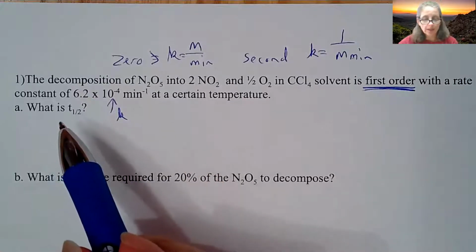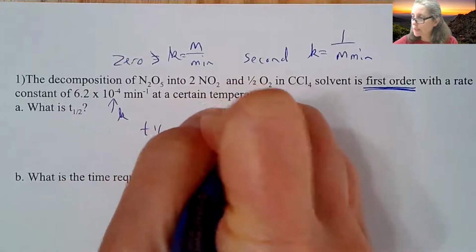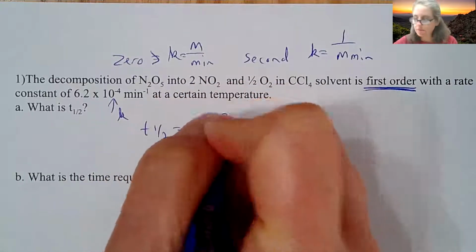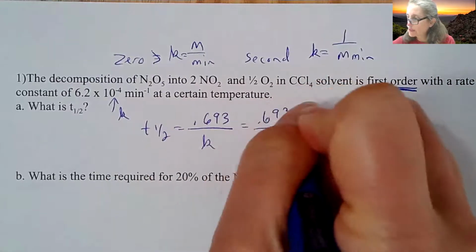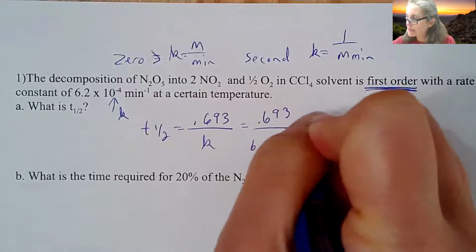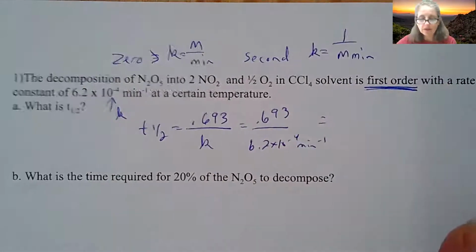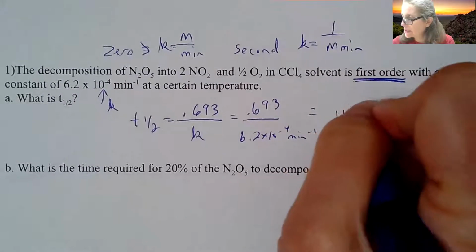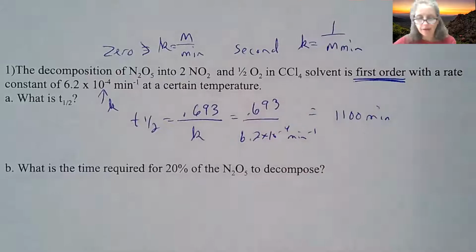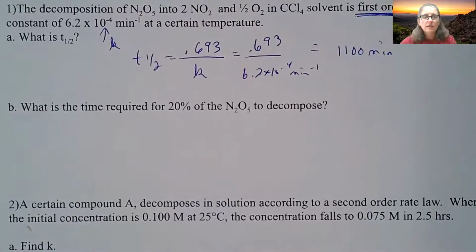Okay, so what is the half-life? Use your formula sheet. The half-life is going to be 0.693 over K. So that's 0.693 over 6.2 times 10 to the -4th inverse minutes. Your unit is going to be in minutes for this particular one. So you get about 1100 minutes for your half-life. All right, the second part is actually the more interesting part.